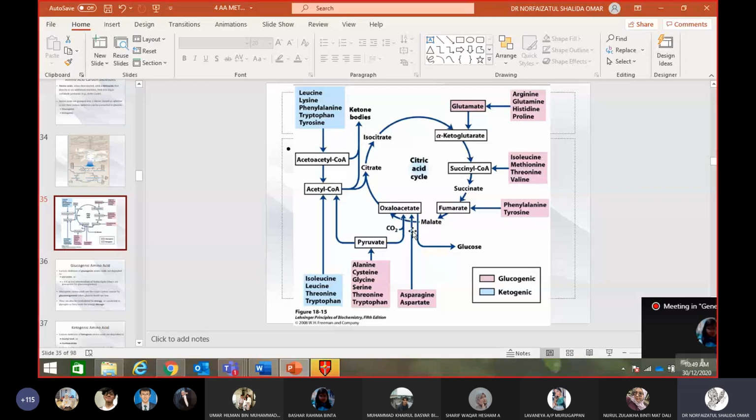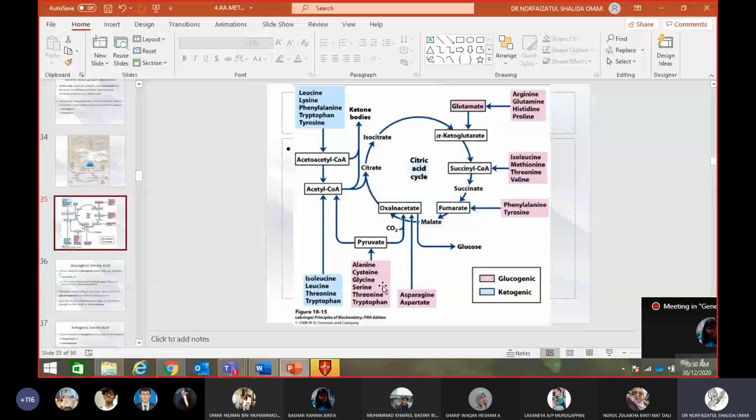So all these amino acids are the ones that can be converted in gluconeogenesis. Whereas you have the glucogenic and the ketogenic amino acids. Glucogenic amino acids can be converted to glucose, whereas ketogenic amino acids cannot be converted to glucose, but can be converted to ketone bodies.